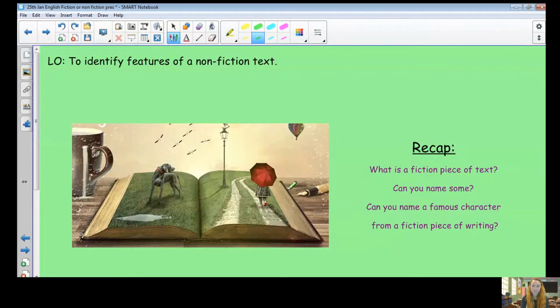I'm on the wrong one. Okay, so yesterday our learning objective was all about fiction pieces of writing. And today we're going to be moving on to non-fiction pieces of writing. But before we do that, I want you to tell your talk partner what we did yesterday. What is fiction? And how can you spot if something is a fiction piece of text? Off you go. Pause the video now.